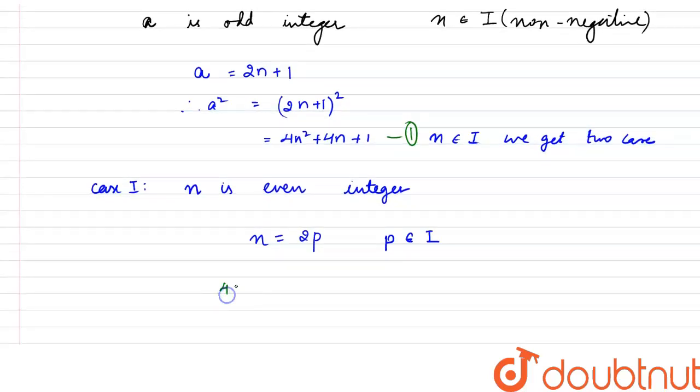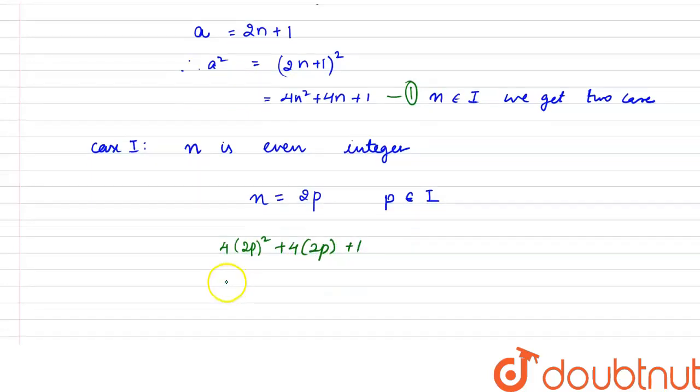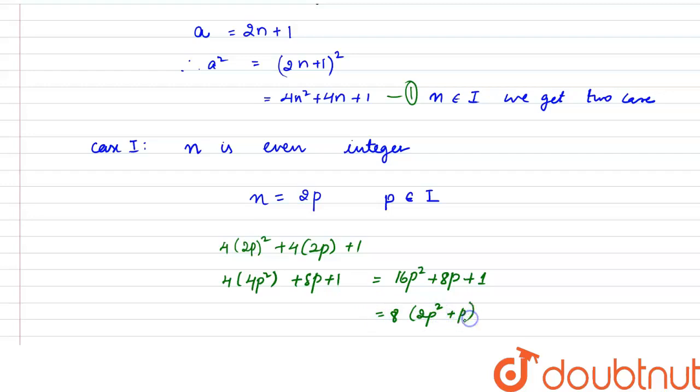What do we get if we substitute n equal to 2p in our equation? We get 4 into 2p whole square plus 4 into 2p plus 1. That means we get 4 into 4p square plus 8p plus 1, which is equal to 16p square plus 8p plus 1. Now this is our integer value. Let us take 8 common. If we take 8 common, we get 2p square plus p plus 1.